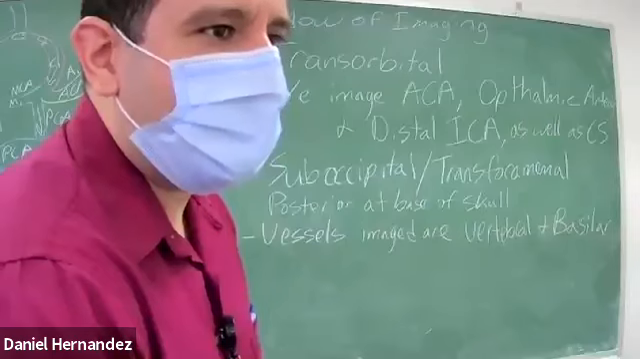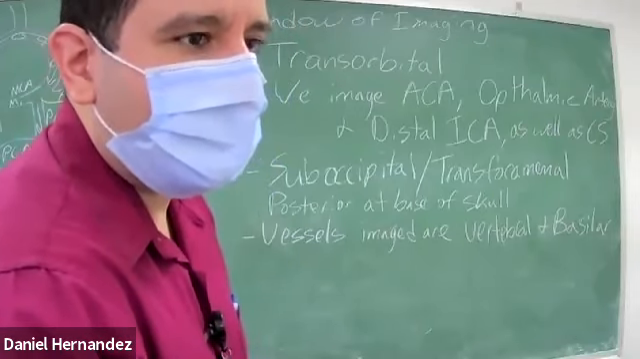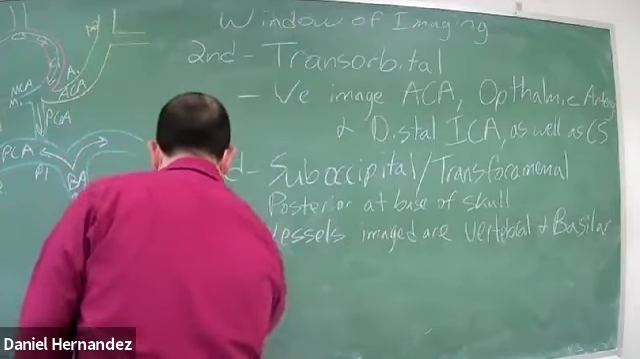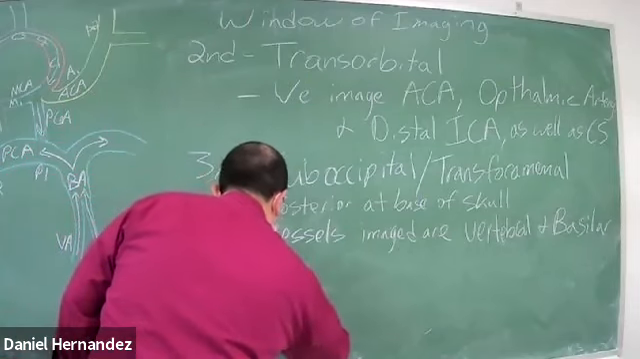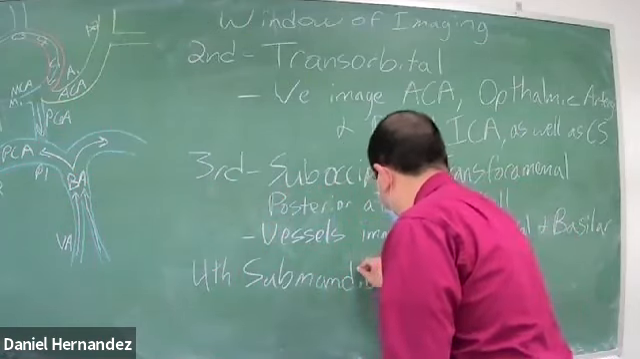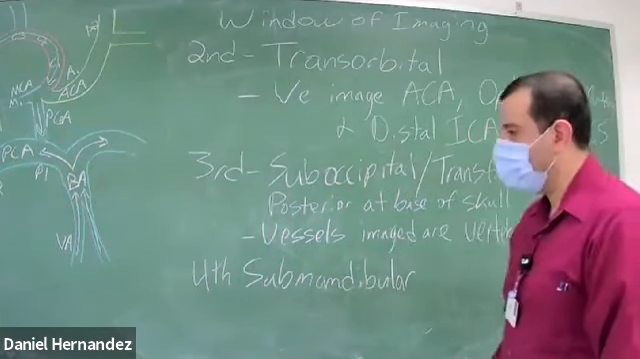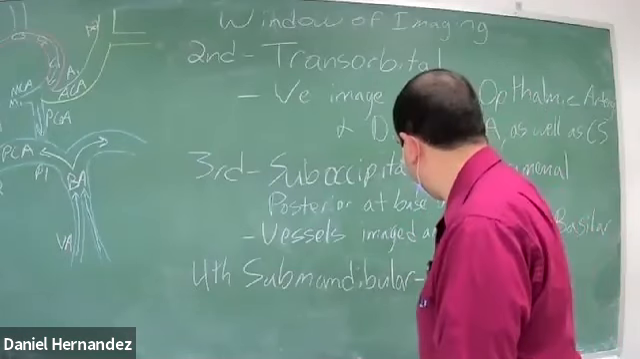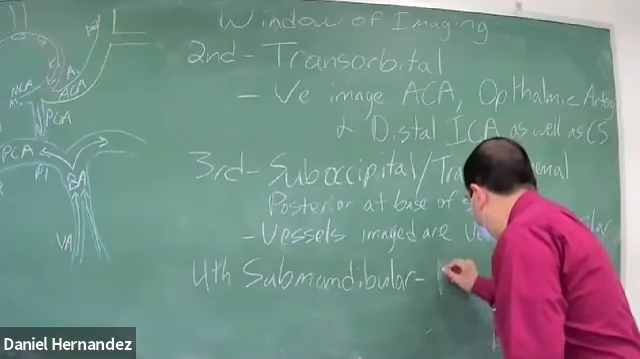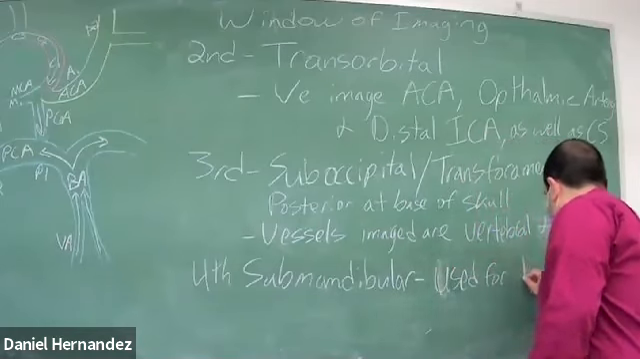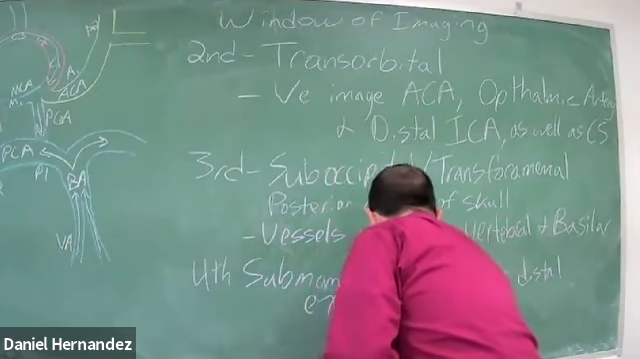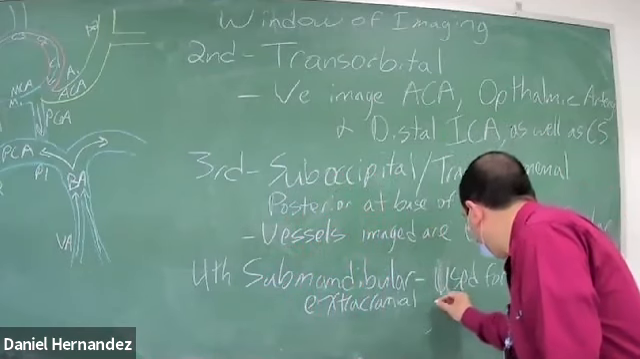And then the last approach is going to be our submandibular. This one is used for imaging the distal extracranial ICA.